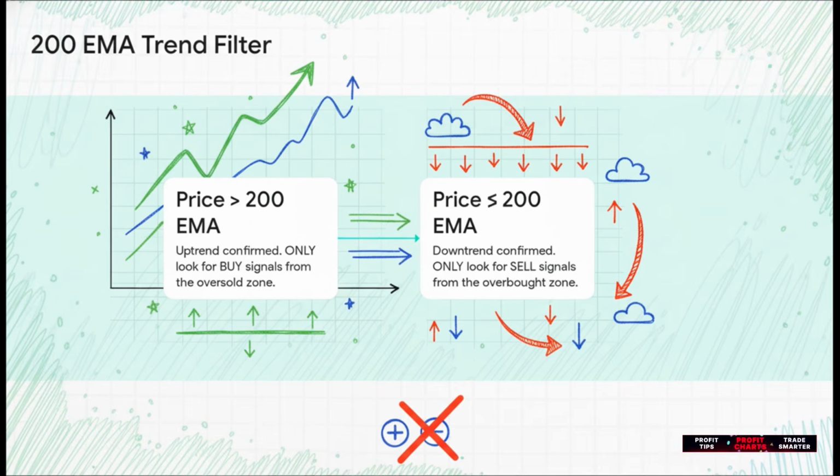So here's a dead simple way to get that context. Just put a 200-period exponential moving average, or EMA, on your chart. The rule is incredibly simple. If the price is above that line, we're in an uptrend. We only look for reasons to buy. If the price is below it, we're in a downtrend, and we are only looking for reasons to sell. That's it. You just eliminated half of your potential bad trades right there.